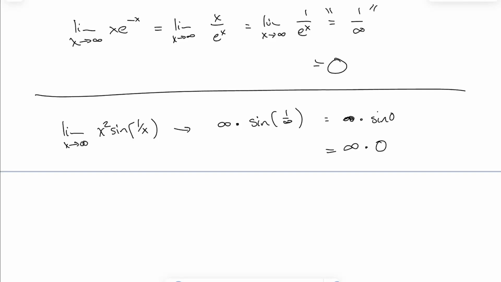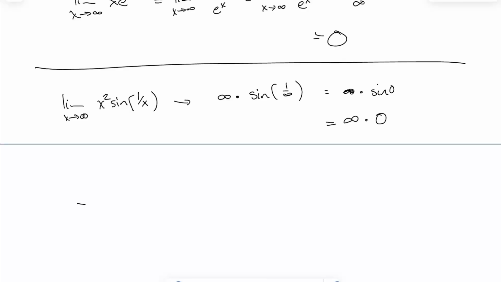Okay, so we should force this into a big fraction. And again, you can decide to either put the sine in the denominator or put the x squared into the denominator. I prefer putting the x squared into the denominator, although in theory you should get the same answer either way you do it. So limit as x goes to infinity, I'm going to do it like this: sine of 1 over x divided by x to the minus 2. I shove the x squared into the bottom, which means I have to put a negative exponent on it. And now we're going to do the L'Hopital rule.